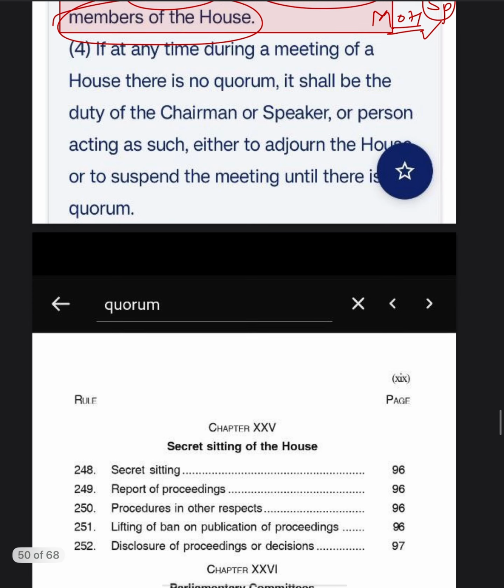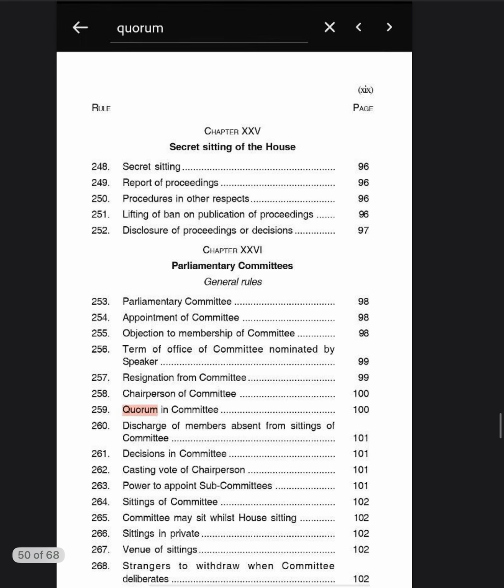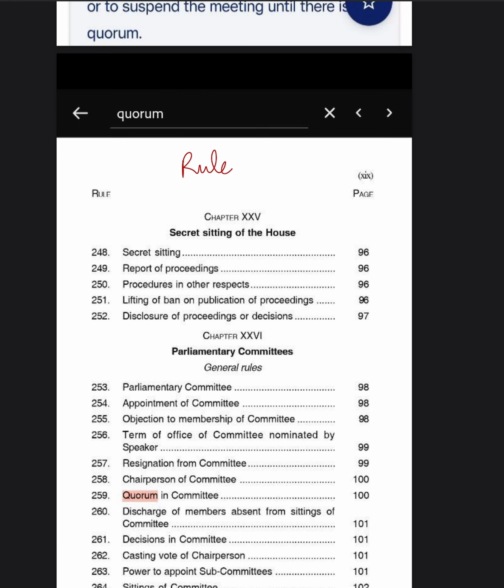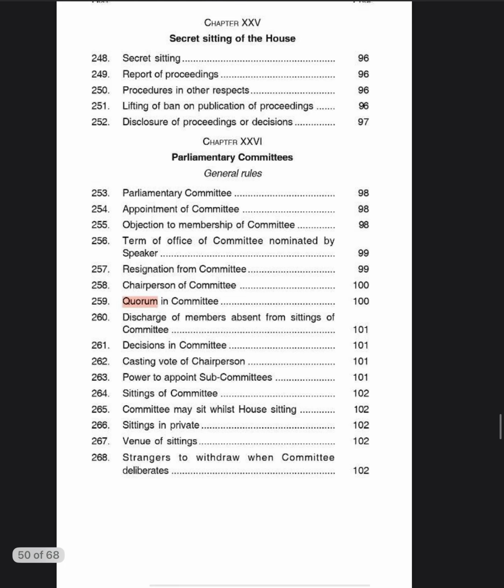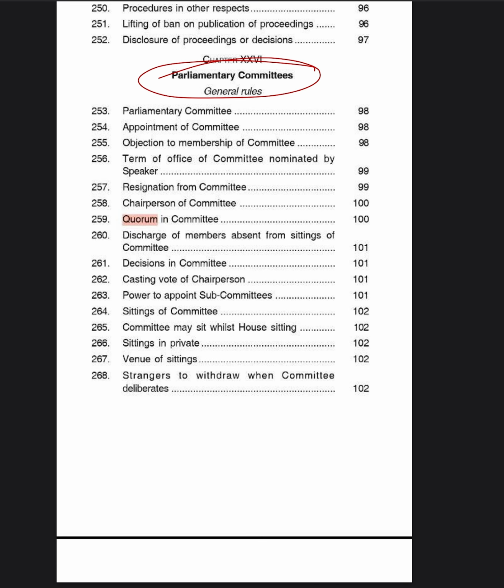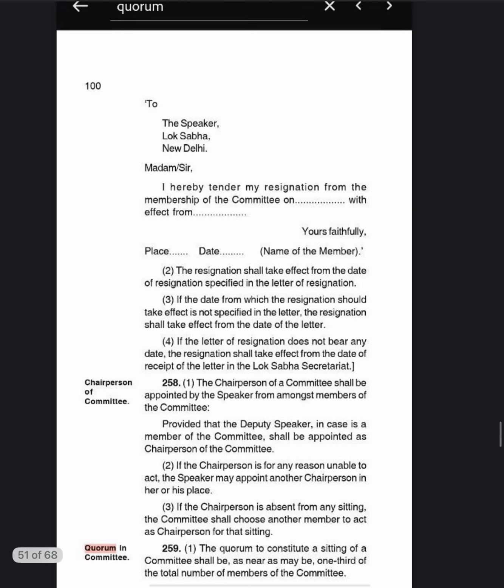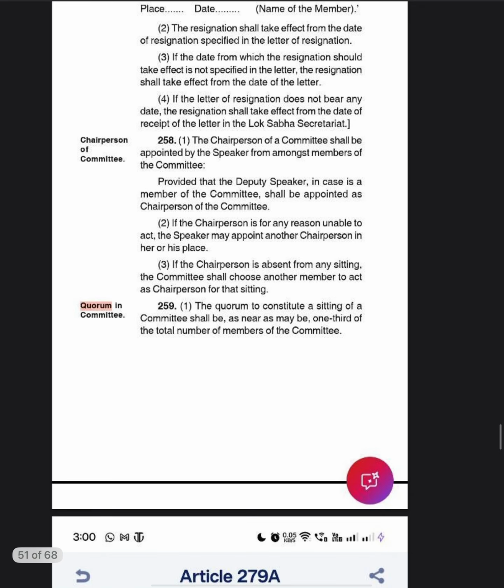Okay. Now let us see. This is the rule of Lok Sabha. These are the Lok Sabha rules. In that you see, parliamentary committee is chapter 26, section 2, rule 259, quorum in committee. The quorum to constitute a sitting of the committee shall be as near as may be one third of the total members of the committee. So this is mentioned in the rule, not in the constitution, for the committee.